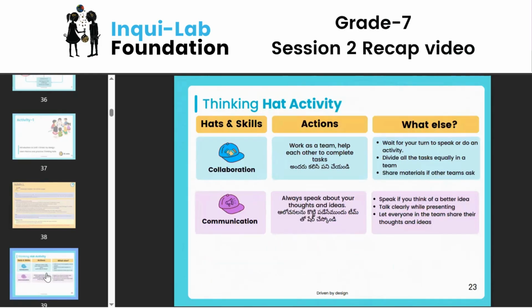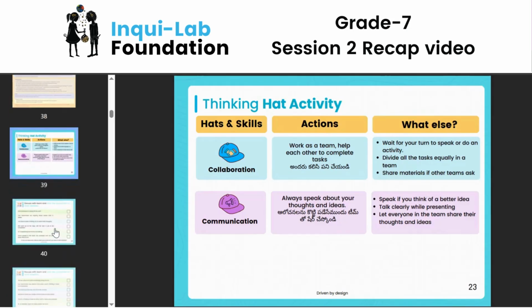So norms, here what you can do is you can tell them that we have to work together. We are going to be a little mindful when we are talking. We are not talking so loudly that we are disturbing the other teams. And for the thinking hat activity, remember that in session 1, we have already talked about 4 other hats on page number 15. So use page 15 and page 23 to reintroduce what thinking hats are.